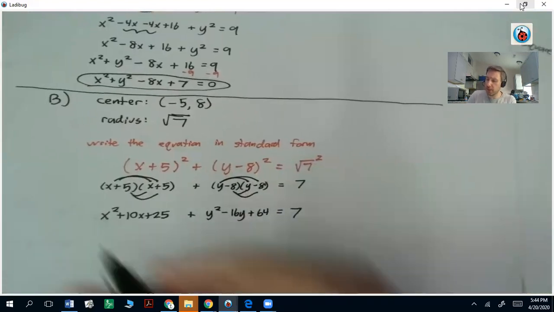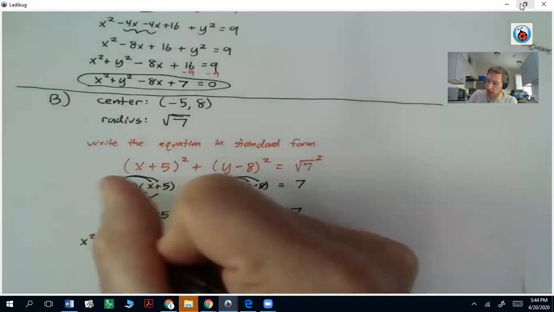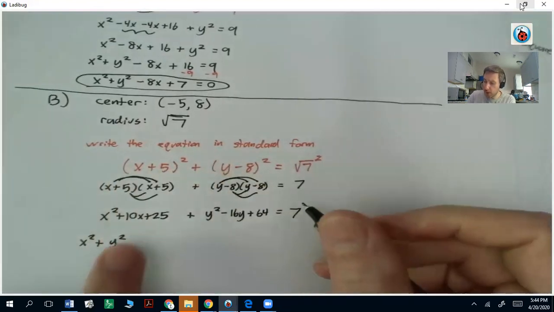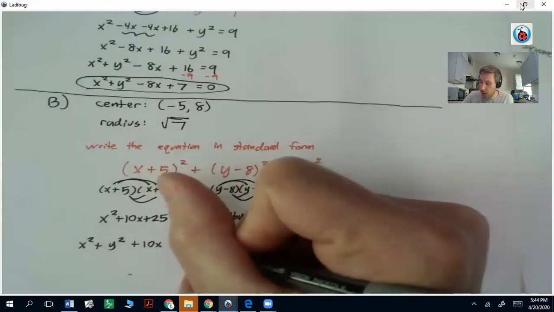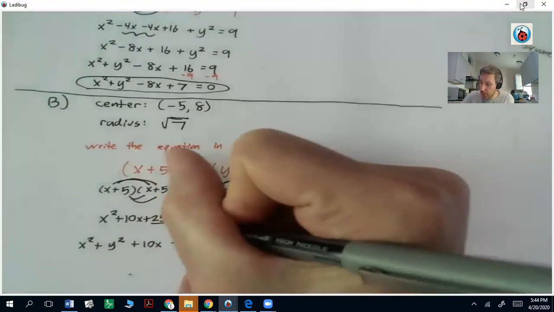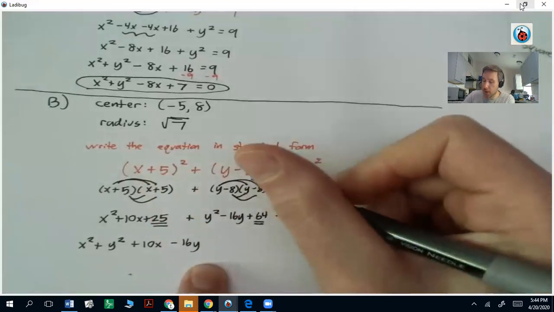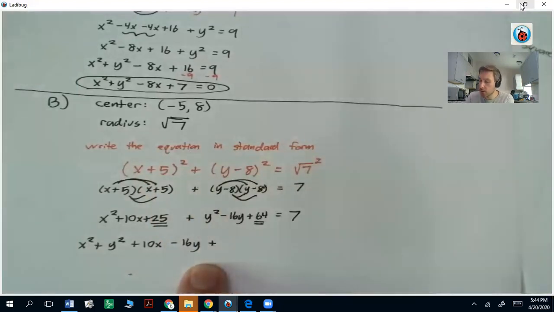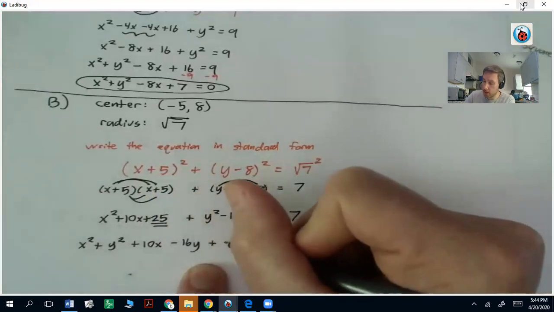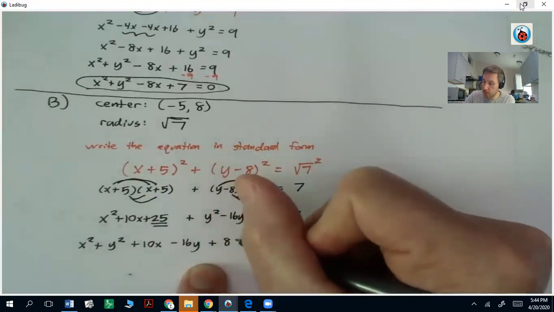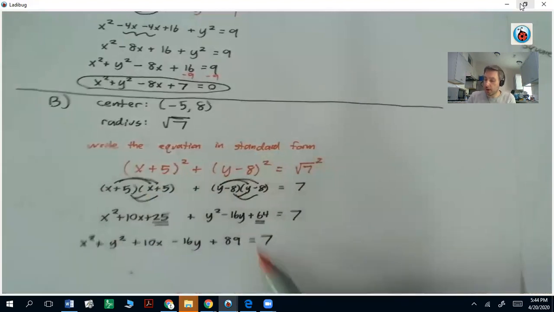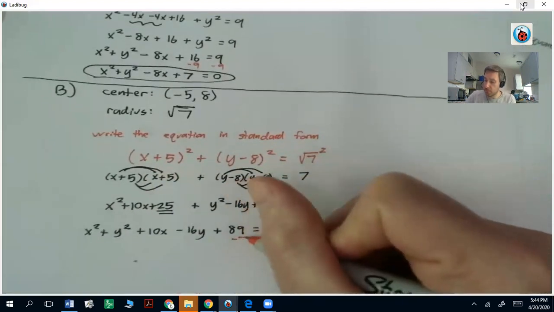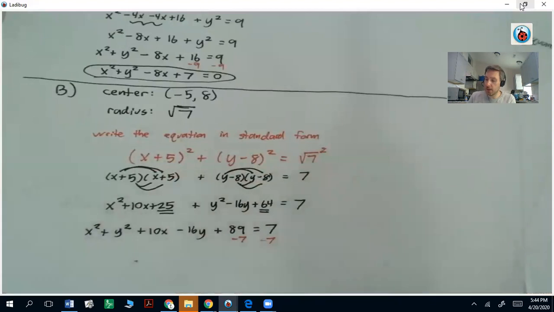So rearranging these, I want to have x squared and the y squared first. Then I'm going to put the 10x. Then I'm going to do the minus 16y. And my values, 25 and 64, that's going to add 25 plus 64 should be 89, I think. And lastly, I want to subtract the 7 to get that equal to 0. And 89 minus 7 should give you 82.